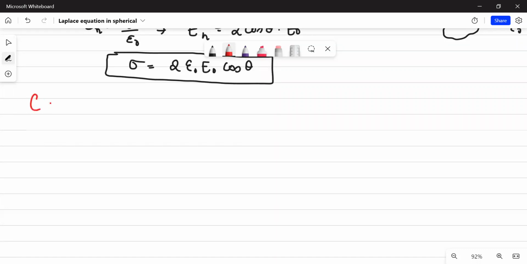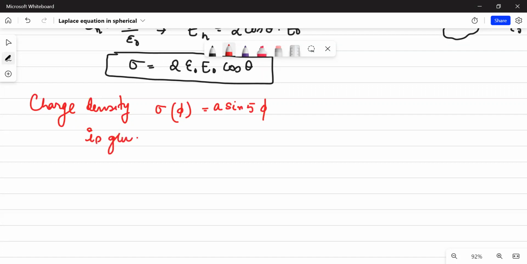So if I'm saying that instead of this, my charge density, तो मैं करा ही देता हूँ, sigma as a function of phi. So if you see Griffith, instead of theta, he has taken phi. Don't worry about this phi. If phi कोई और coordinate नहीं है, sigma as a function of phi is given as a sine phi phi. This is your charge density. Is glued over the surface of an infinite cylinder.